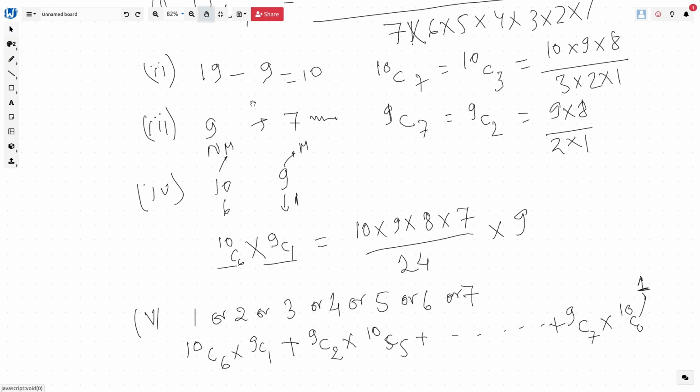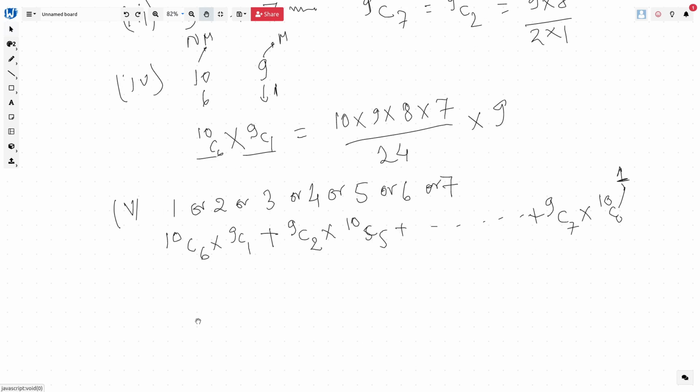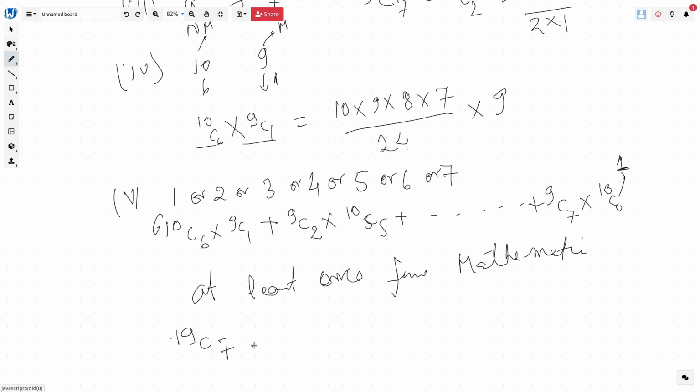But there is a better way of handling this problem, and please keep a note. It is very crucial when there is the word "at least", right? From set theory, we have learned the complement rule. We have to find that there is at least one from mathematics. So what we can do is find all the combinations, which we have done earlier as 19C7, and subtract the subset which is none from mathematics. So the only possibility left here is 0 from mathematics, which is no one from mathematics, right?